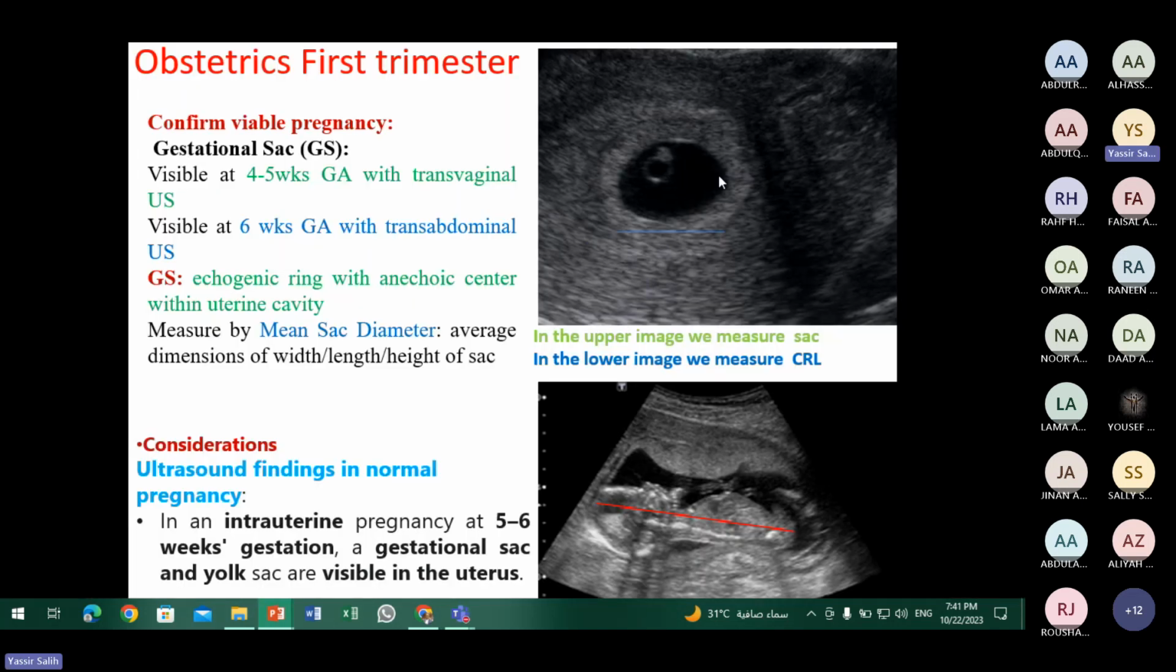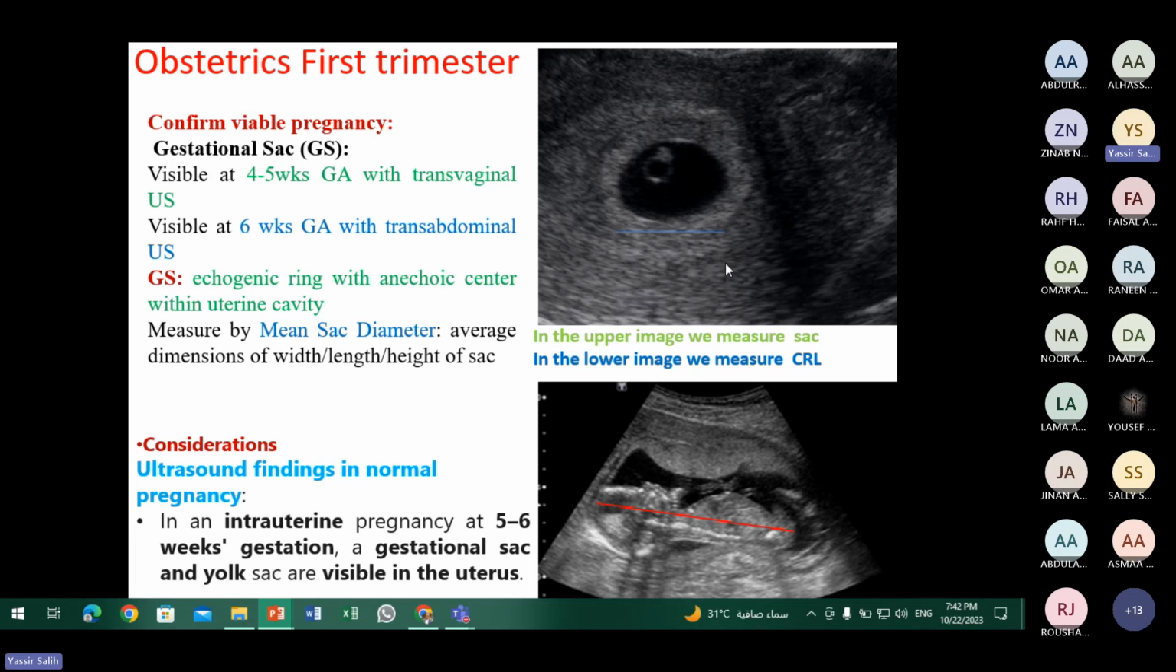You can see this, which is called the gestational sac. This is a gestational sac, which is anechoic. It is a circular structure, anechoic, with surrounding hyperechoic areas. In the center, this is the gestational sac, surrounded by a hyperechogenic ring. This is called the gestational sac.